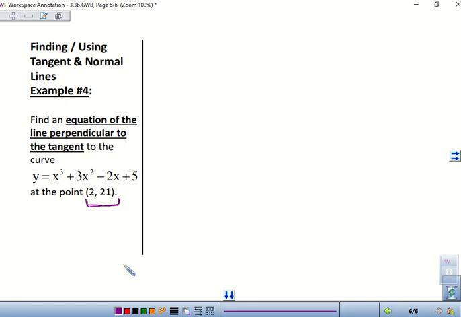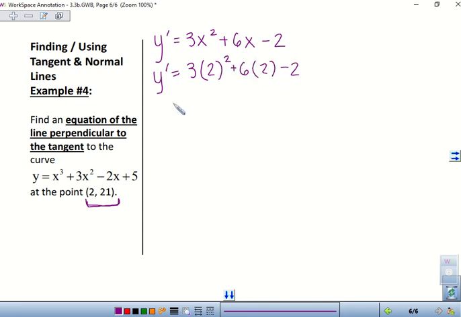So step 1, to even get the slope, is to take the derivative, right? So you're going to start by taking the derivative. Does anyone have any questions about what the derivative is here? Now, what do I have to plug into my derivative equation? 2, because that's the point at which we're evaluating the slope. So we're going to plug 2 in. And that's going to give me 12 plus 12 minus 2, yep, 22.